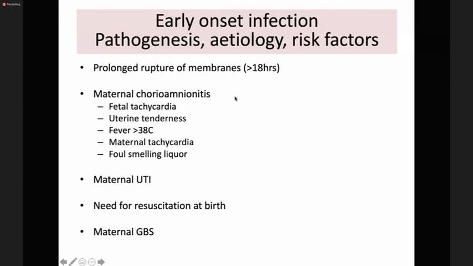Right? So when we are taking history in a baby who we suspect to have infection, we have to ask the mother what time did the membranes rupture, what time did she start dribbling, and calculate the time from that time to the time she delivers, right? So let's say it's 1 or 2 hours, the risk is minimal.